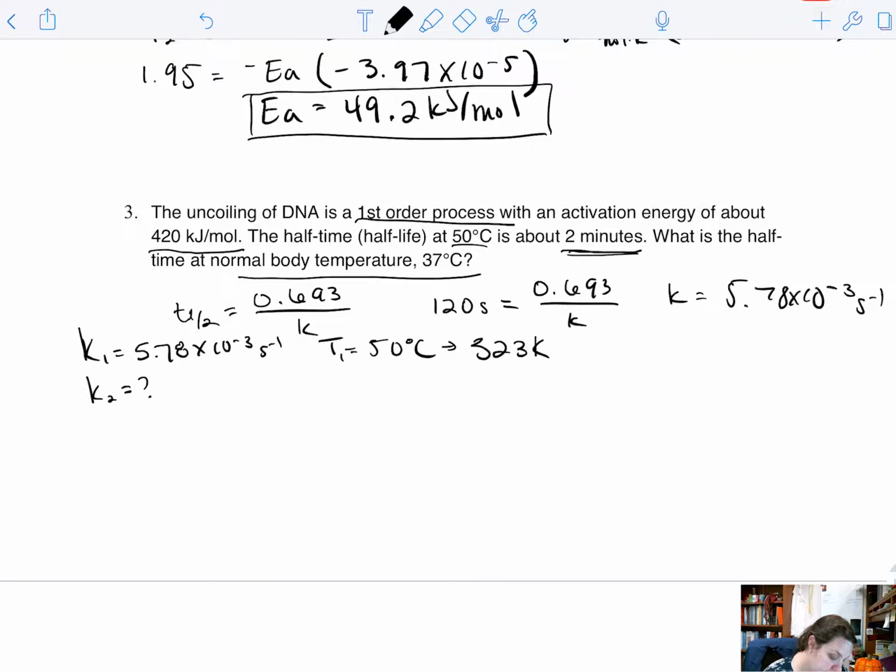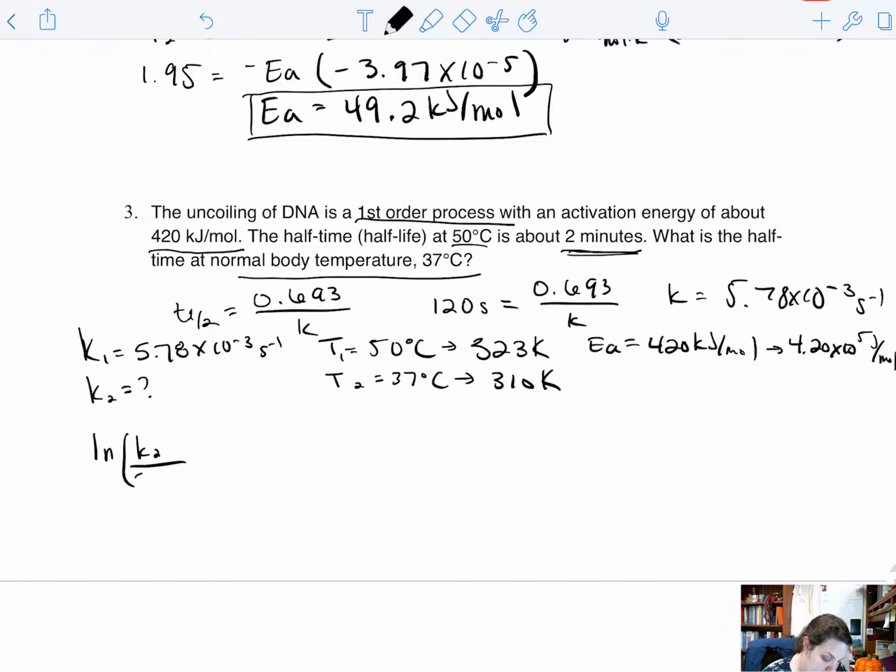K2 is what I'm solving for, but it has a T2 of 37 degrees Celsius, which will give me 310 Kelvin. So I'm going to put all that information into my equation. I also have an EA of 420 kilojoules per mole, which is the same as 4.20 times 10 to the 5 joules per mole. Okay, let's put all this into our equation.